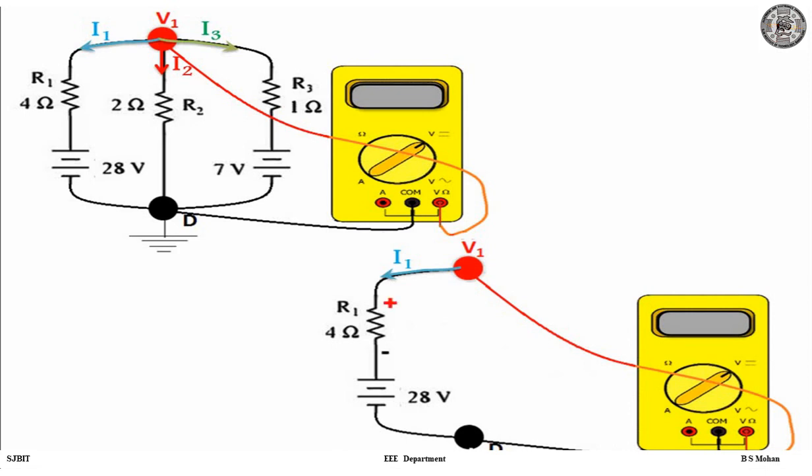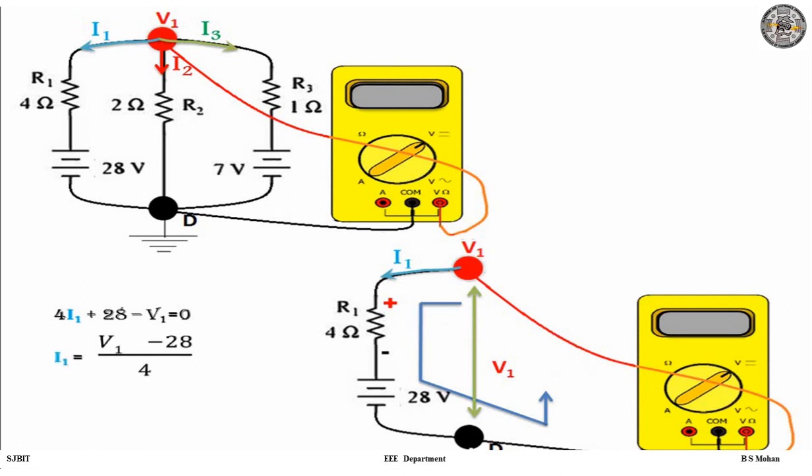Now we mark the polarity across resistance by passive sign convention, plus minus. Now I1 is traveling anti-clockwise. Again, I would repeat, we have assumed the current leaving a junction. Because of that, current is traveling in anti-clockwise direction, and because of that we will be applying KVL in anti-clockwise, right? So here this drop highlighted with arrow mark is V1, where red indicates positive, black indicates negative. So how do we write the equation for KVL? 4I1 plus 28 minus V1 equal to 0. Now I1 is equal to V1 minus 28 by 4.